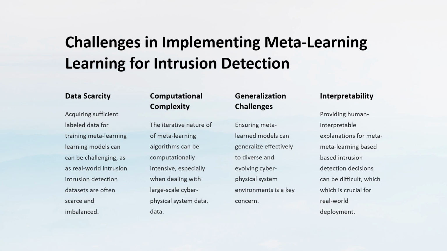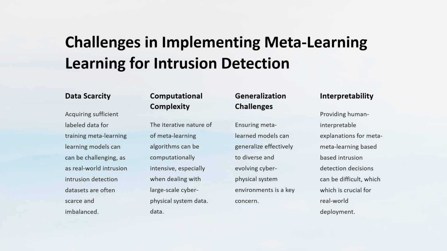Computation complexity: the iterative nature of meta learning algorithms can be computation intensive, especially when dealing with large scale cyber physical system data. Generalization challenges: ensuring meta learning models can generalize effectively to diverse and evolving cyber physical system environments is a key concern. Next, interpretability: providing human interpretable explanations for meta learning based intrusion detection decisions can be difficult, which is crucial for real world deployment.